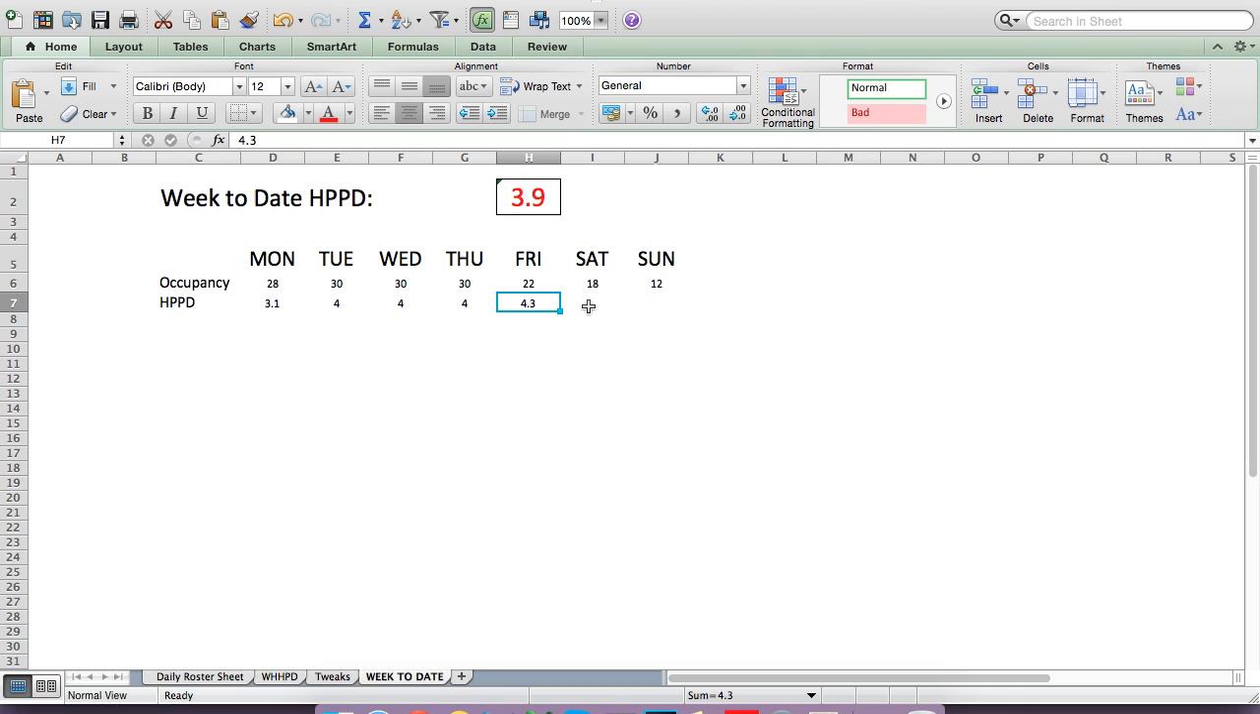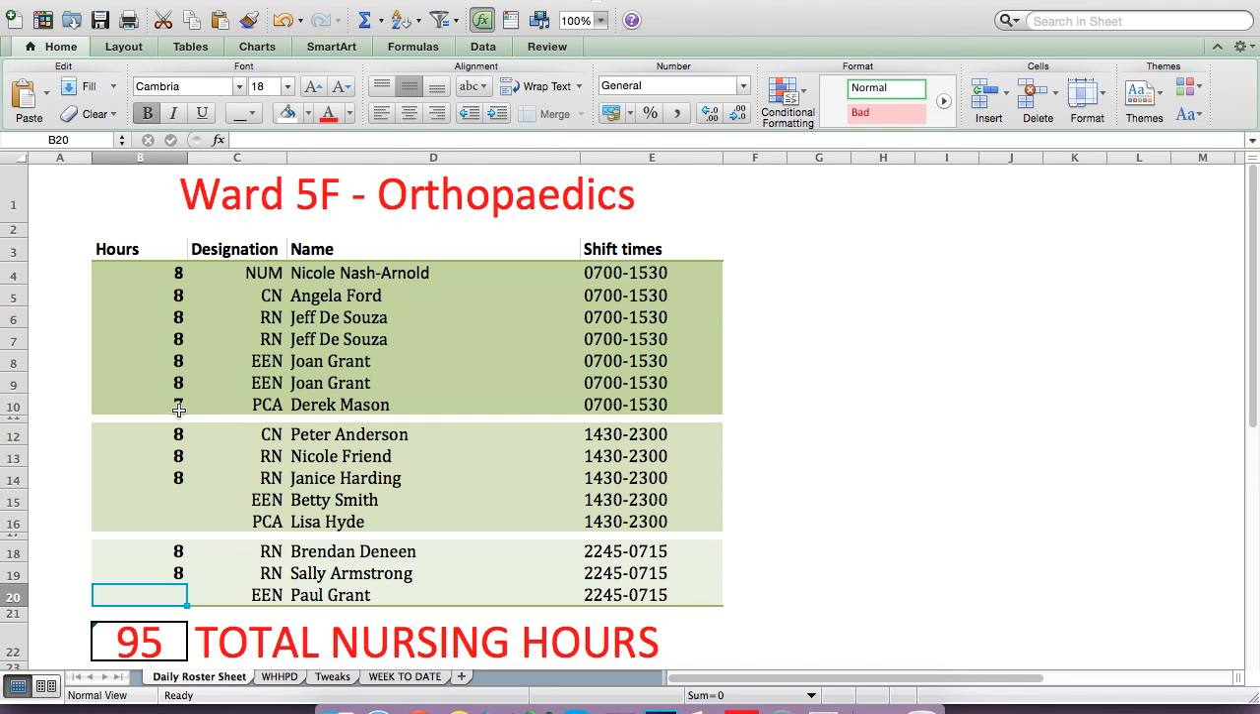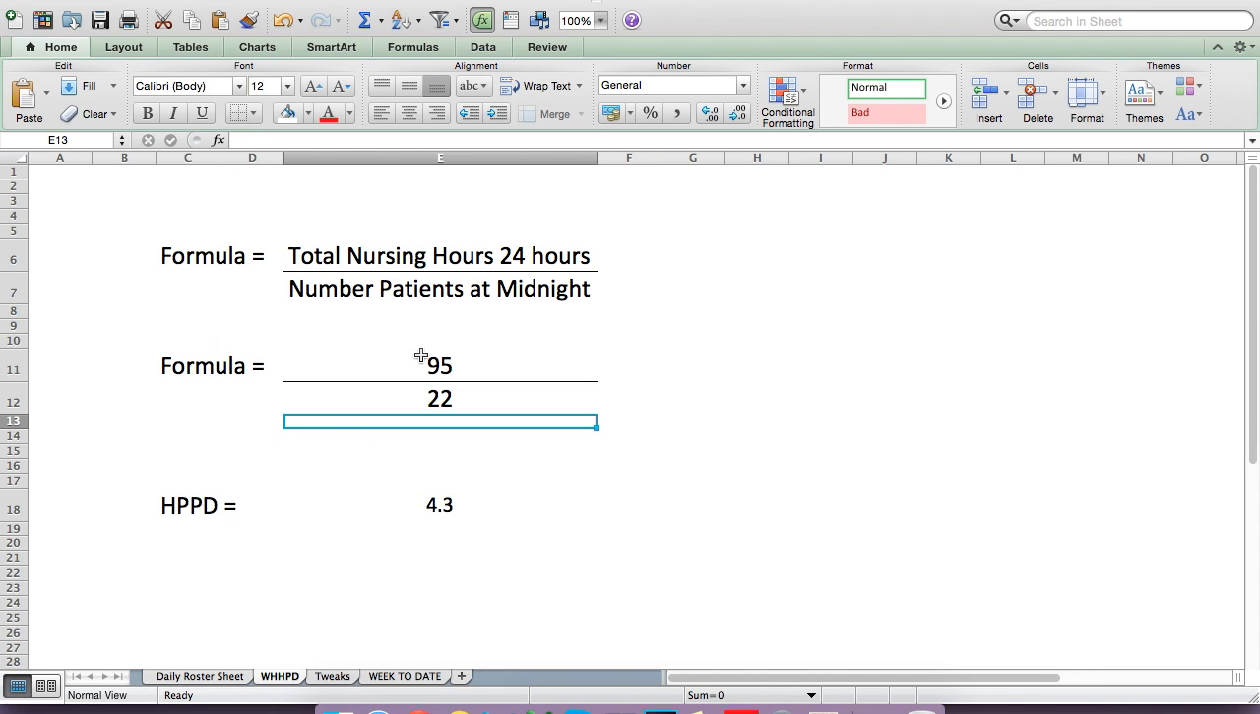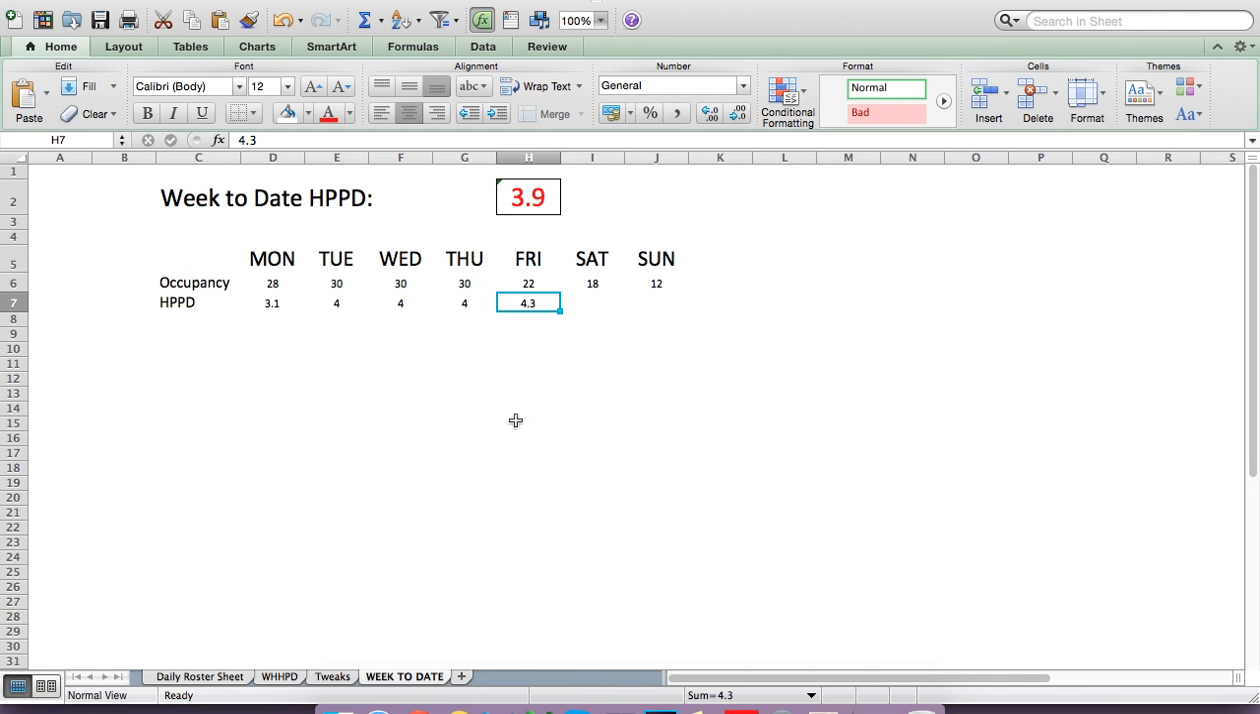Let's have a look at Saturday when you've got 18 patients, because don't forget on Saturday morning you've still got 22. So you can probably get rid of your PCA, and you can probably get rid of one of your RNs. And you won't have a nurse unit manager on a Saturday, so that helps. So let's have a look at what 72 hours looks like. So you've got 72 hours and you've got 18 patients. 4. Gold. So this day you've got 4.